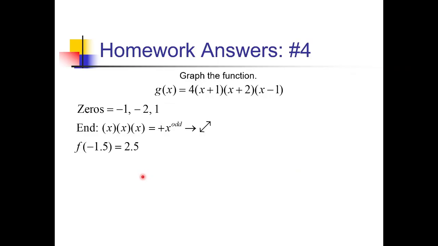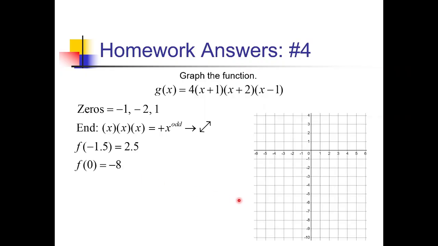So -8, 0, -8. So we've got -2 is our first 0 here. And then we've got -1.5 comma 2.5 about here. And then we have -1, another 0. Let's see, we have 0 comma -8. And then finally we have the x-intercept 1 up here.